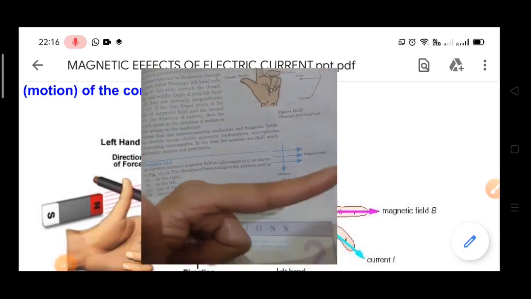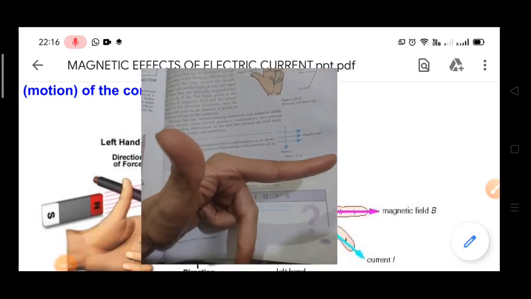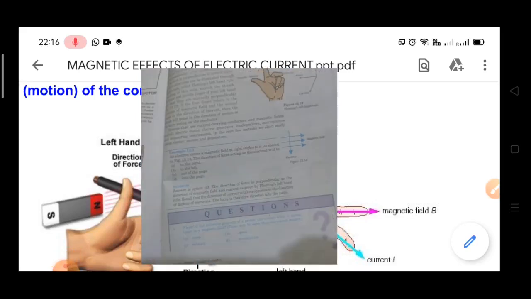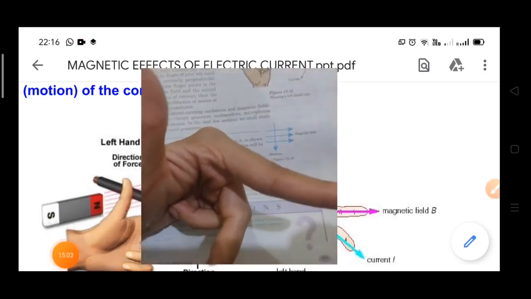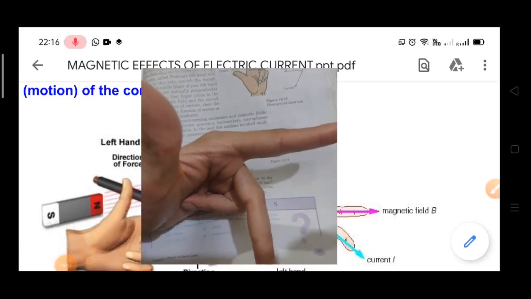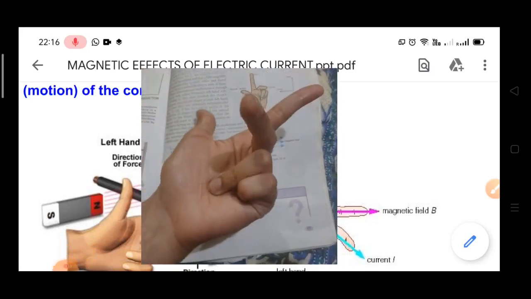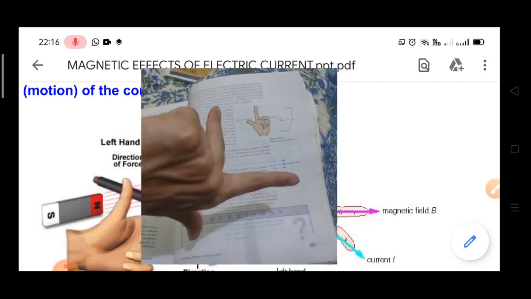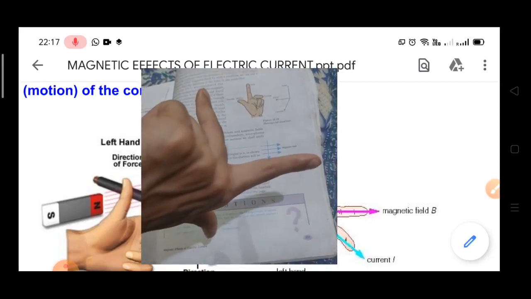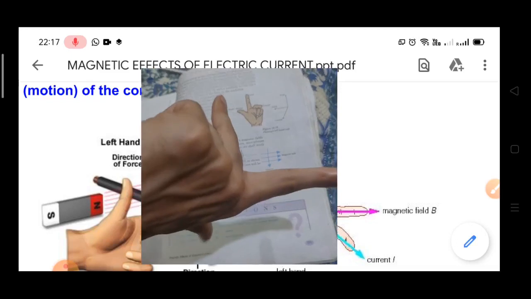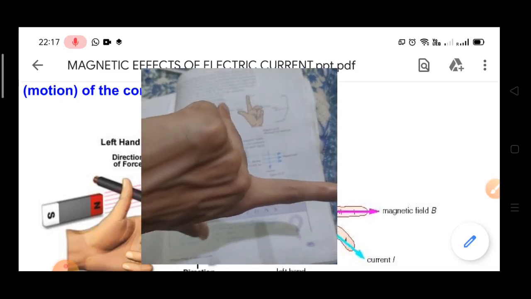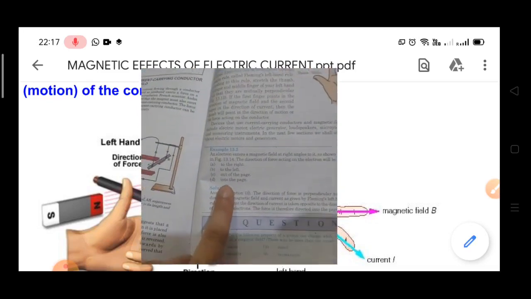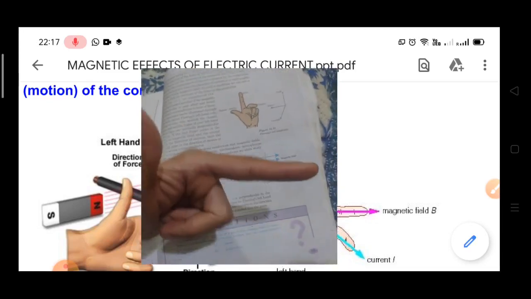You can use it easily. Magnetic field is in this direction. Current is not in this direction but the opposite direction. So how will you make this finger point in the opposite direction? You can try to bend. This way it will not bend. You will have to bend like this. Now you can see magnetic field and current are like that, and force, which is the thumb, is downwards into the page. So the right answer is into the page, D.